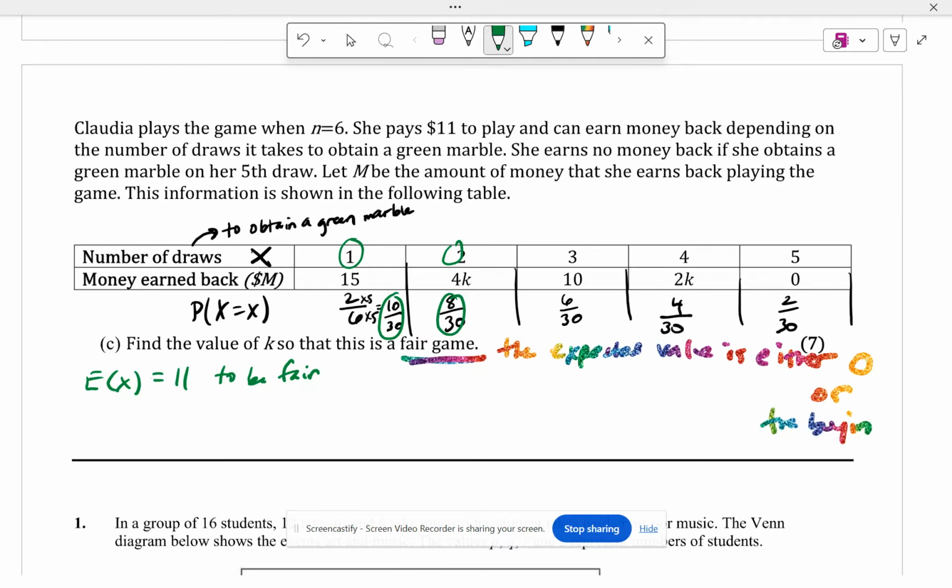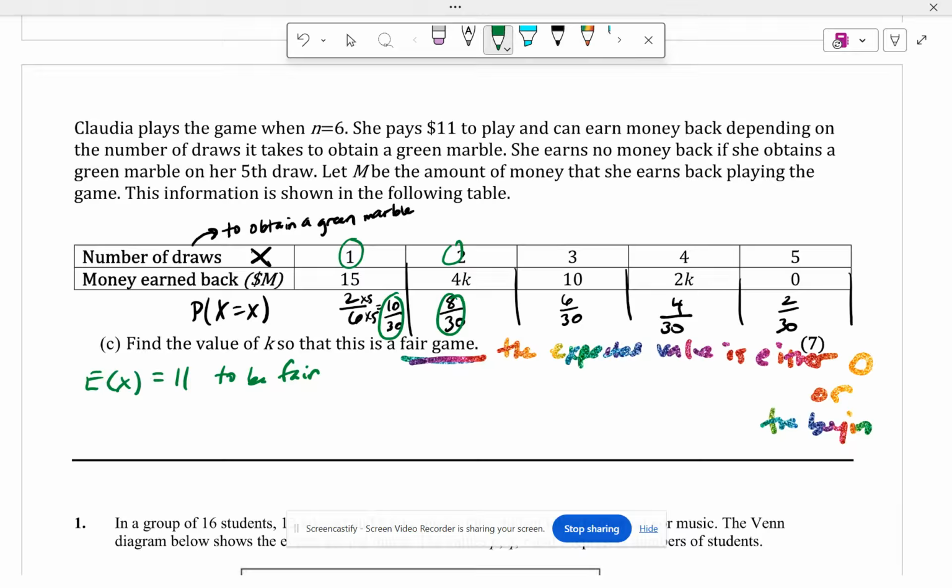But in this case, each of the outcomes, a 1, a 2, or the game ending on first draw, second draw, third draw, fourth draw, fifth draw, now corresponds to an amount of money earned when that outcome is what happens. So you are now weighting the money earned back with the probability. Does that make sense? Okay. The table helped you set it up so you could see what amount of money goes with which outcome.